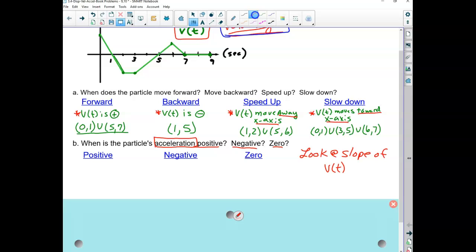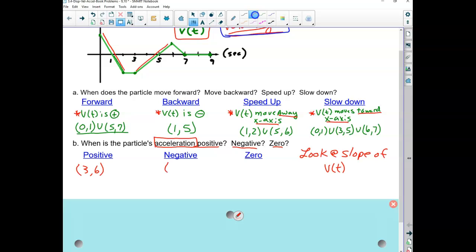My acceleration is positive, because it's the derivative of velocity, whenever my velocity increases. So I can see I'm increasing here. I have a positive slope, so my acceleration is positive from 3 to 6. And that's the only time that little pot licker is positive.